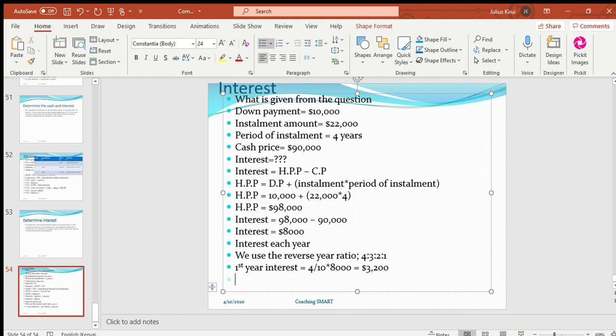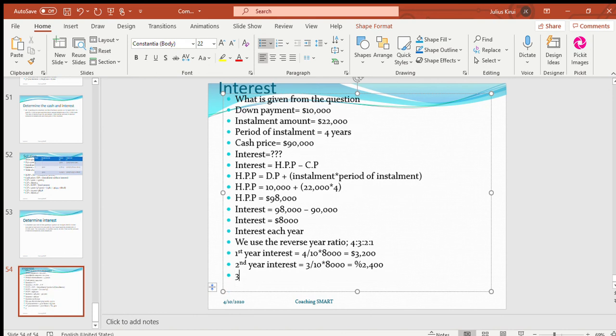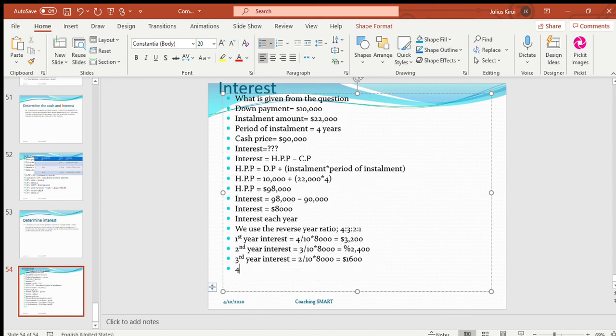Yes, not animals. Second year. Second year interest. We have what? 3/10 times 8,000. What do you get? $2,400. Third year interest, 2/10 times what? 8,000, which is giving us what? Which is giving us $16,000, eh? Yes, $1,600.